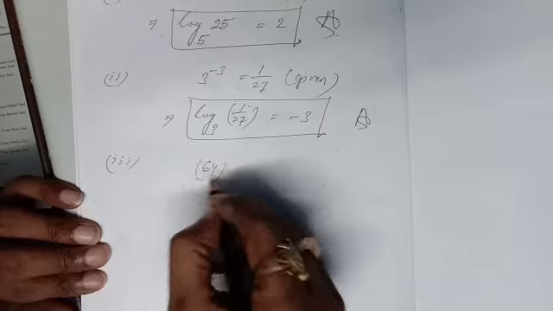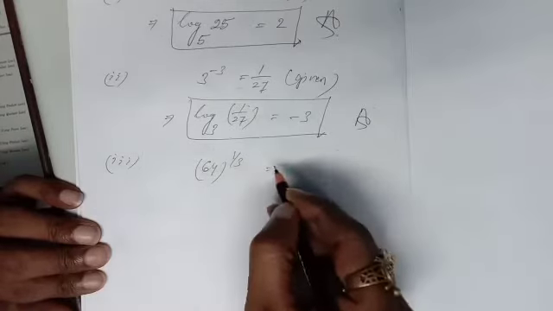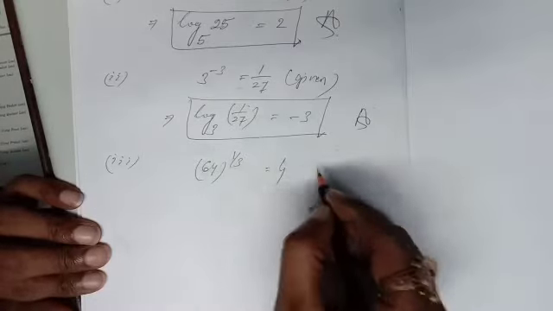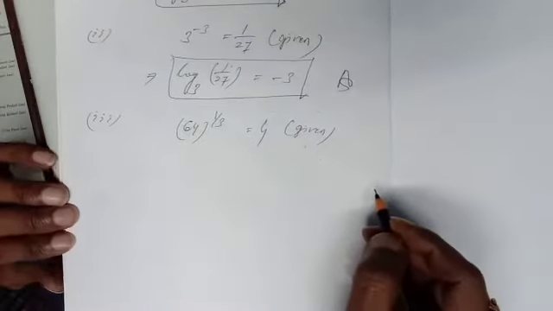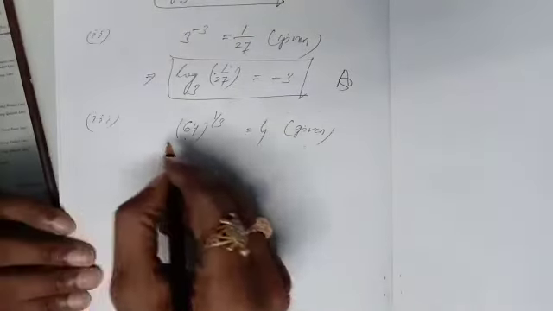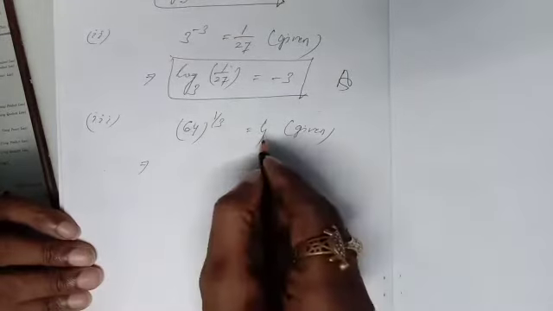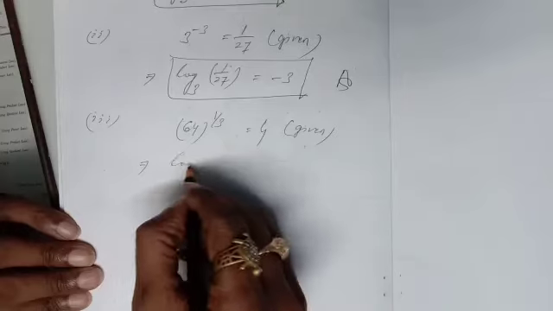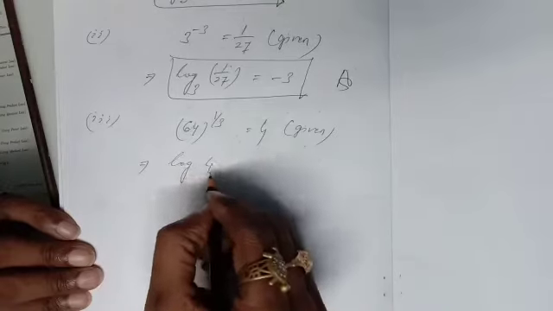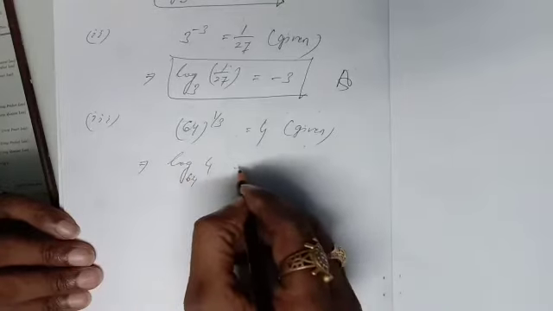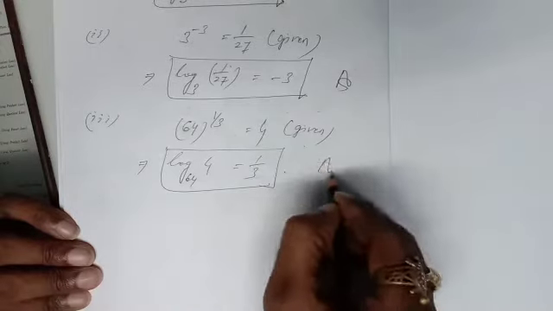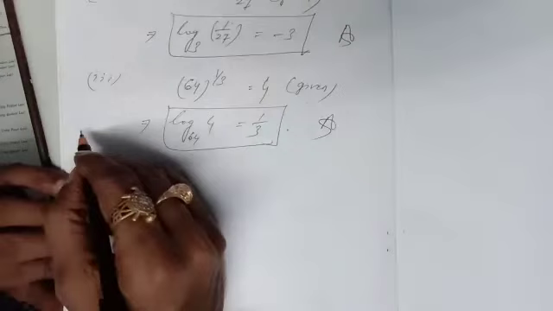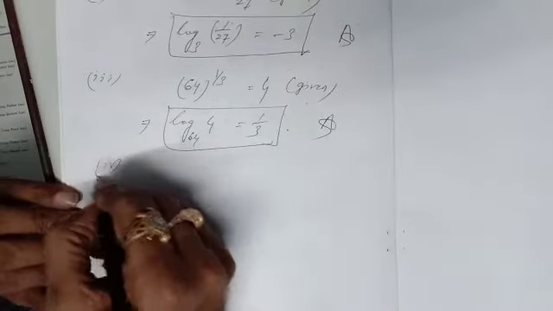64 to the power 1 by 3 is equal to 4. This is given in exponential form. You have to write in logarithm form. Just to see, this will be log 4 base 64 equal to 1 by 3. This one is the logarithm form. This is the answer.